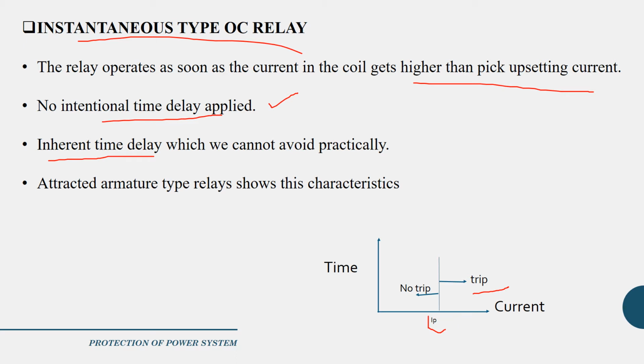The figure here represents the characteristics of an instantaneous type relay, where IP is the pickup value of the relay. As soon as this pickup value is achieved, a trip command is issued, and if this pickup value is not achieved, then there is no trip command.